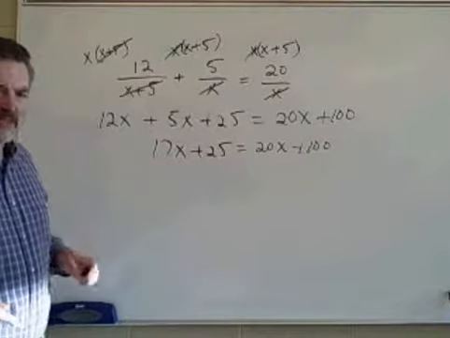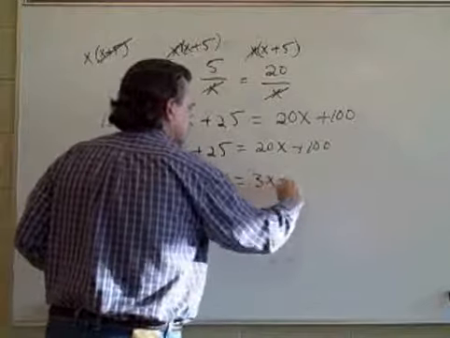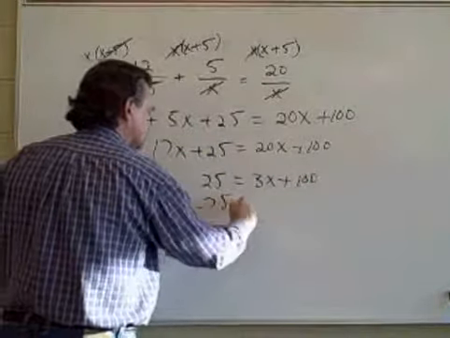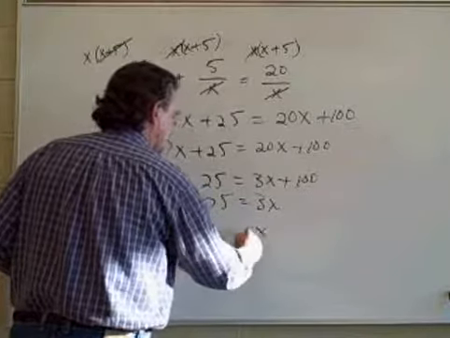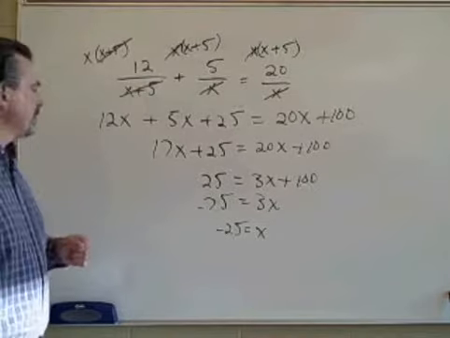I can subtract 17x from both sides, and then subtract 100 from both sides, and dividing by 3, I get x equals negative 25.